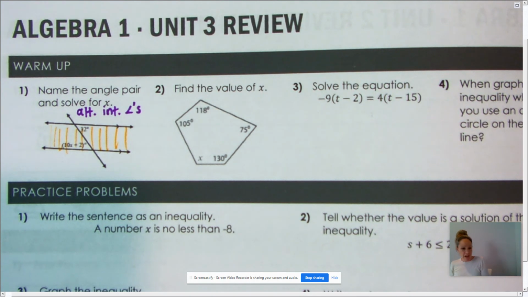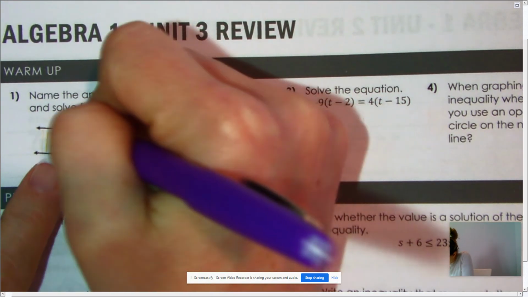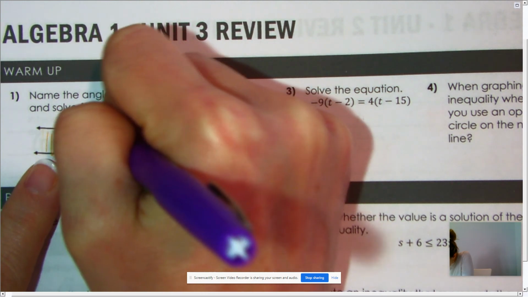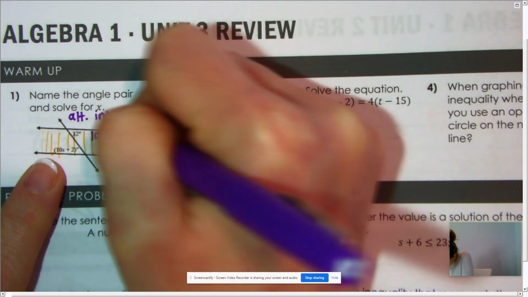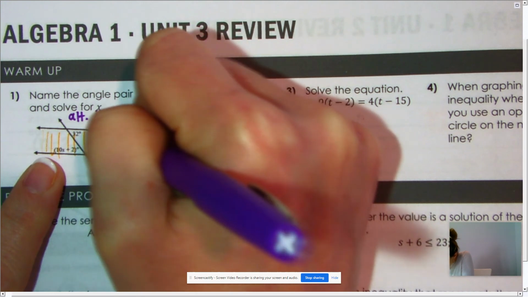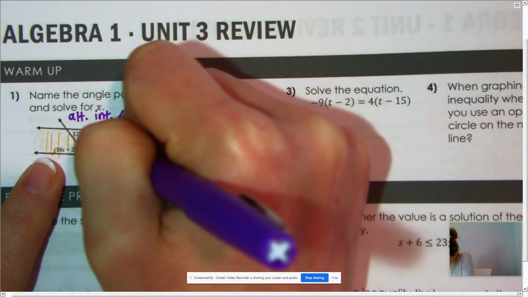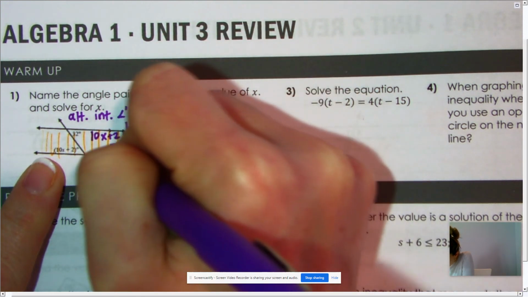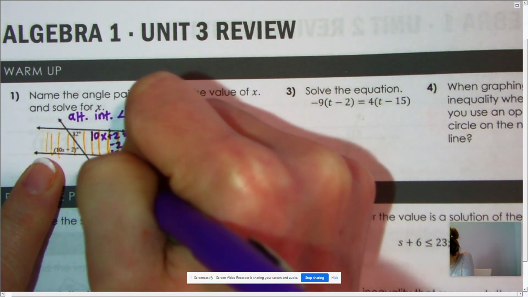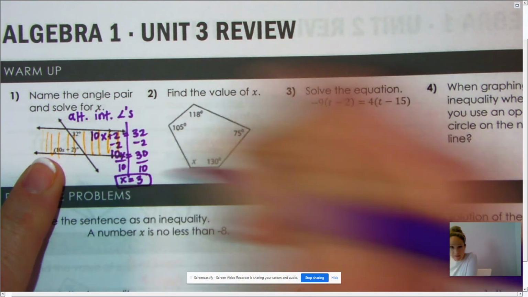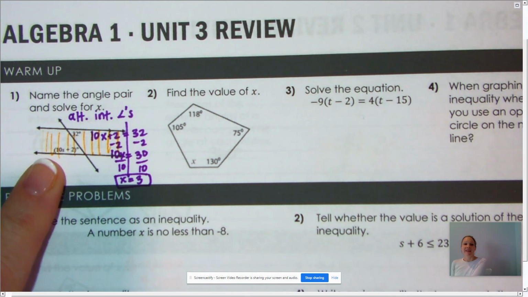So if I'm going to solve for x, I'm going to say, well, I know that 10x plus 2 has to be equal to 32. So I'm going to minus the 2 on both sides. So 10x equals 30, and then just divide by the 10. So x is equal to 3. Hopefully you guys can see that okay.